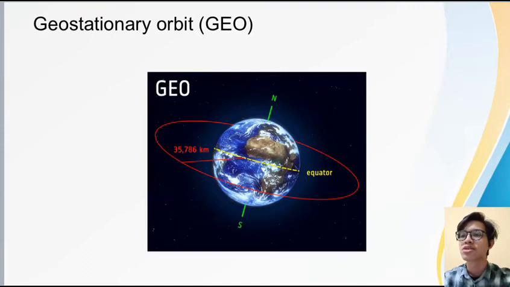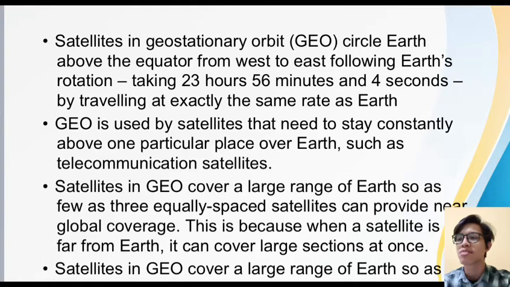Okay, geostationary orbit (GEO). Satellites in geostationary orbit circle about the equator from west to east, following Earth's rotation, taking 23 hours, 56 minutes, and 4 seconds by traveling at exactly the same rate as Earth. GEO is used by satellites that need to stay constantly above one particular place over Earth, such as telecommunication satellites.